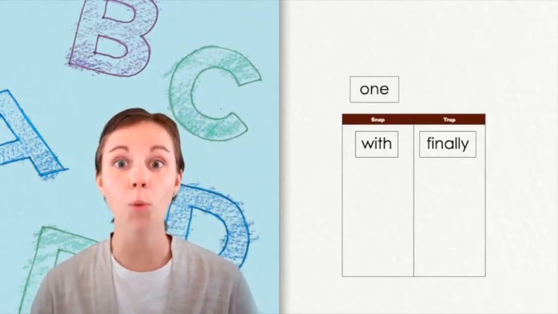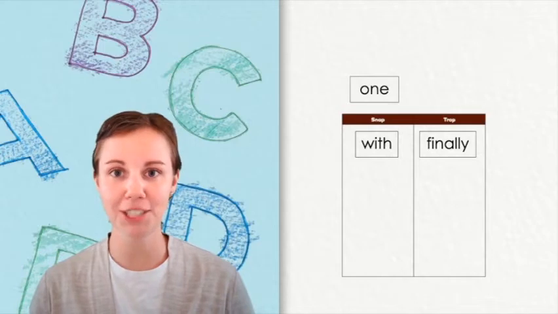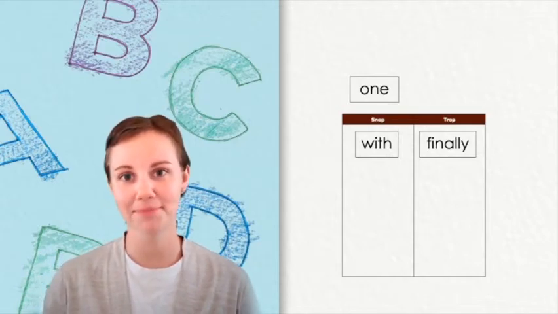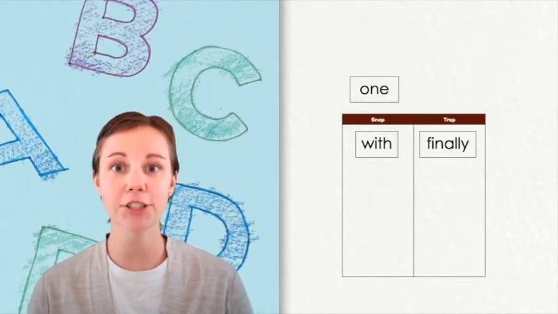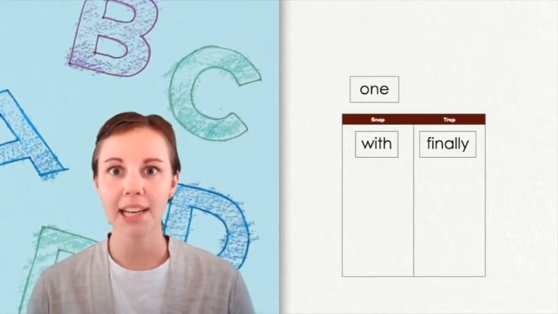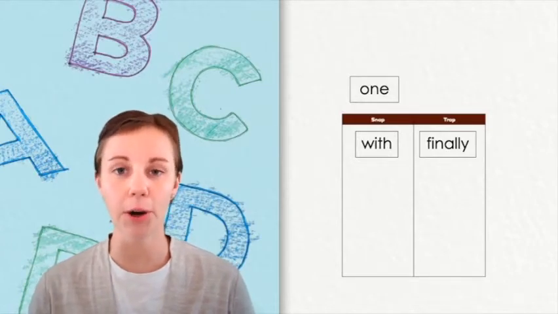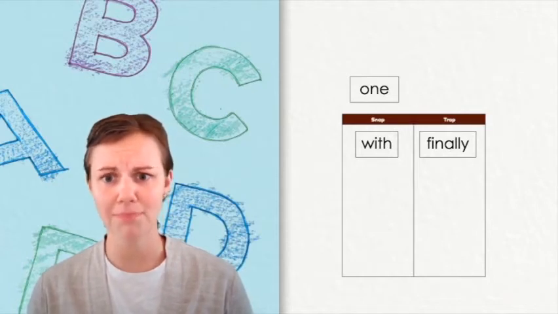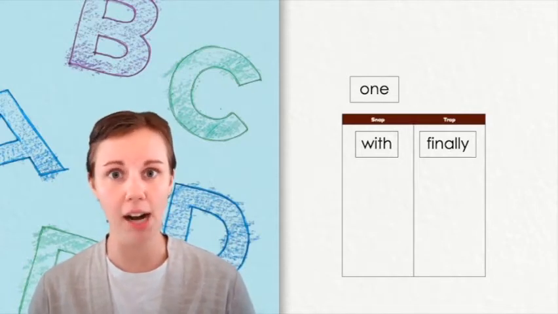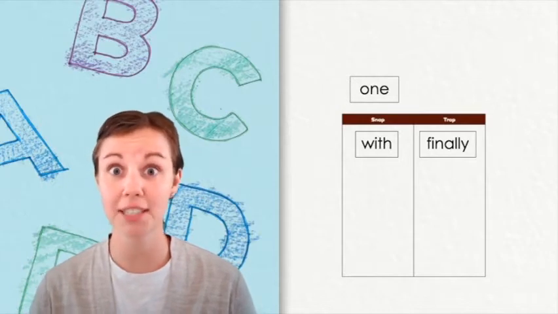This says one, like the number. Do you think it's a snap or a trap? Absolutely. That is a trap word. We hear W at the beginning, but we see the letter O. It also seems like there's a magic E in this word, but it's not making a long O sound. That sure is a trap word.